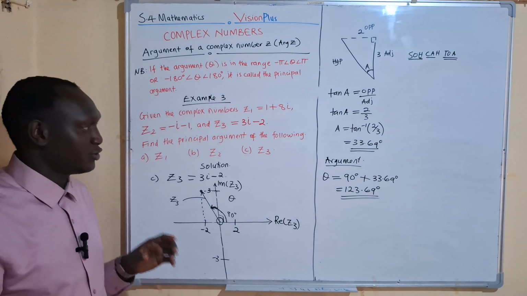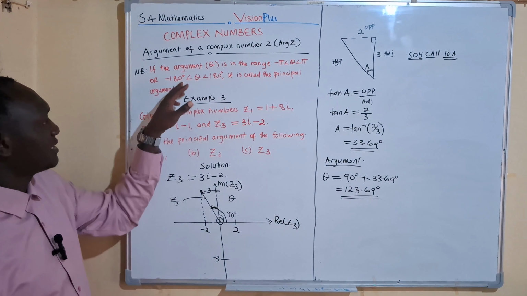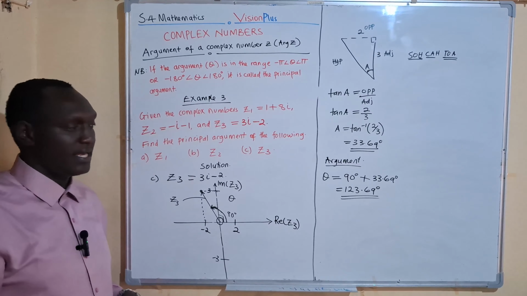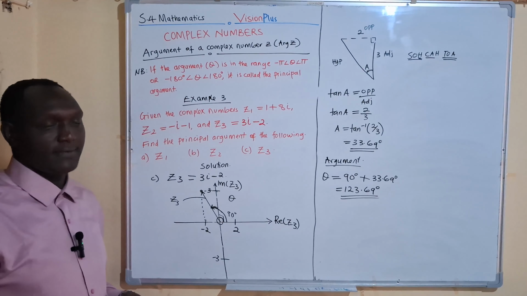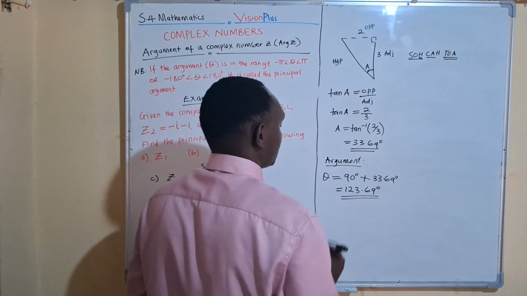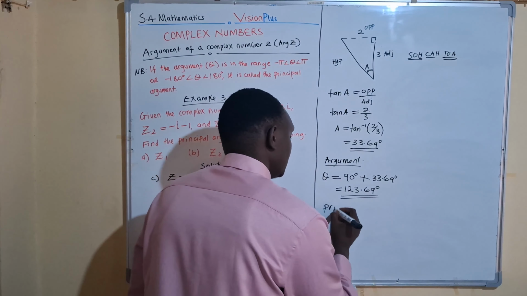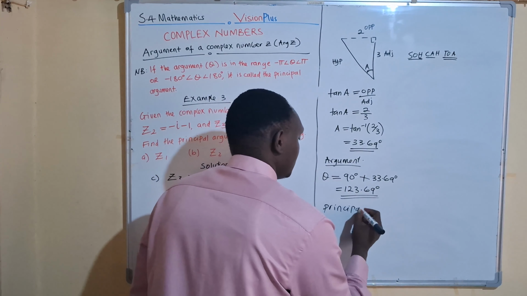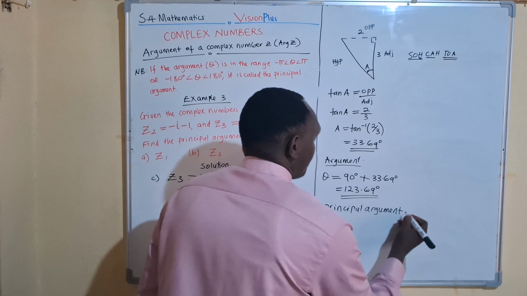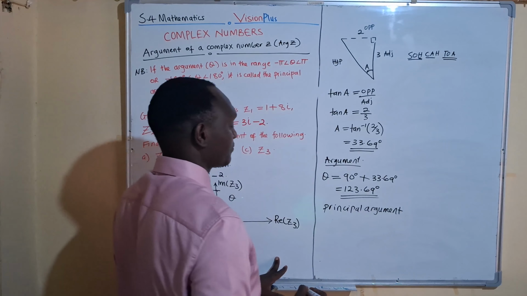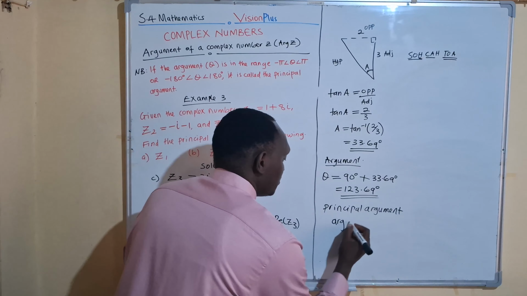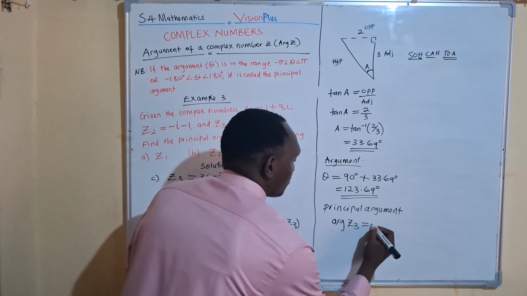Then you come and judge the argument. Is it in this range of negative 180 to 180 degrees? Yes, it is in that range. If it is in that range, then we say it is the principal argument. So the argument is the principal argument. We are calling it the principal argument because it is lying in that range. So the principal argument, we are going to say arg of Z3 equals 123.69 degrees.